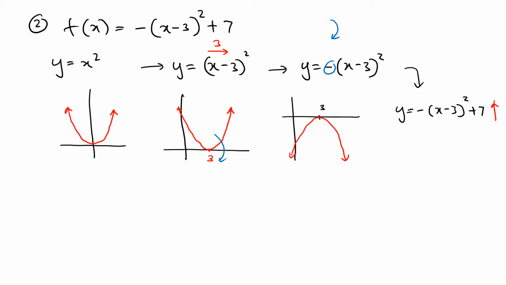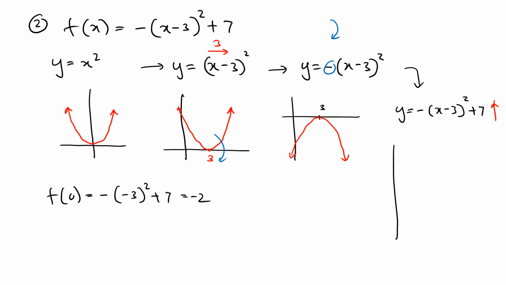And also, at the last step we can find the y-intercept. To find the y-intercept, we simply plug in 0. So you can see if you plug in 0, what we have is negative (0 minus 3) squared plus 7, which is negative 9 plus 7, so you're going to get negative 2. So that means the graph should cross at negative 2. That's the y-intercept. That will be very useful when you do the final drawing here.